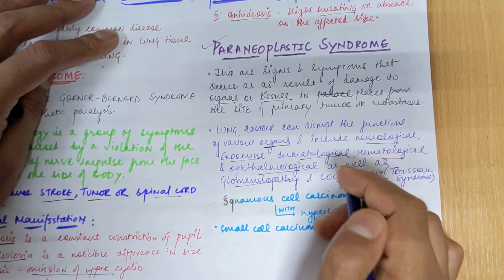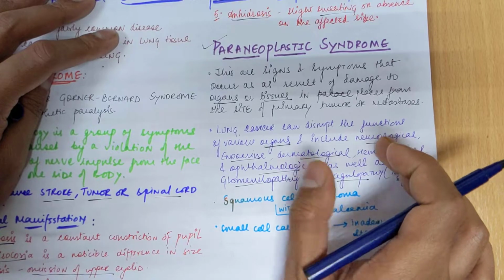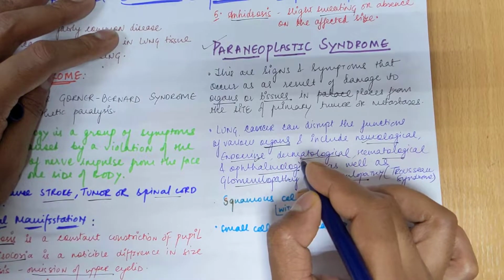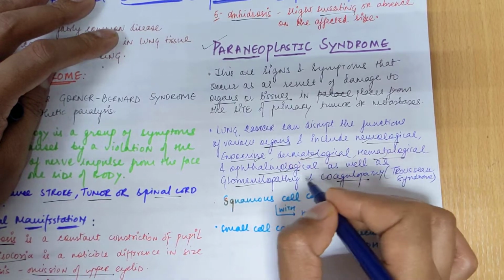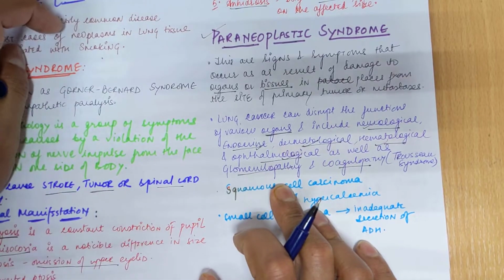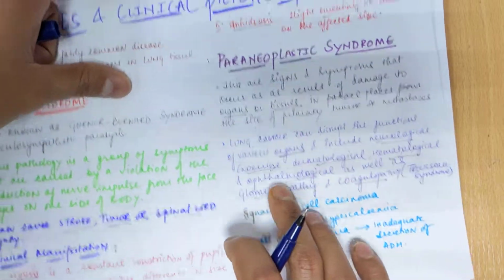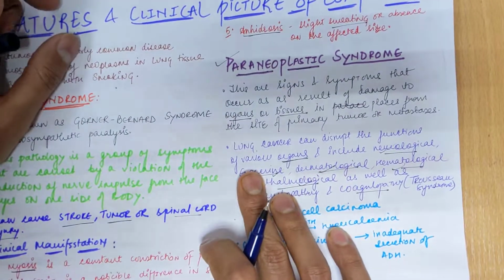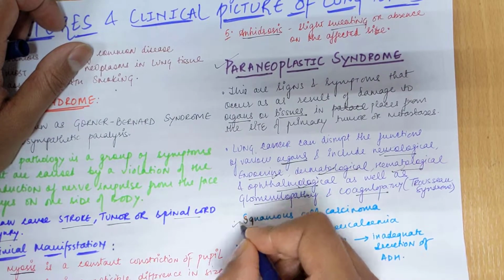It is another pathology, but lung cancer can disrupt many functions of different organs, which can be neurological, endocrine, dermatological skin, hematological blood pathologies, eyes, glomerular kidney pathology, and coagulation of the blood, that is called coagulopathy. So these are the conditions you will see in the paraneoplastic syndrome. Okay, now we have some cancers related to lungs.